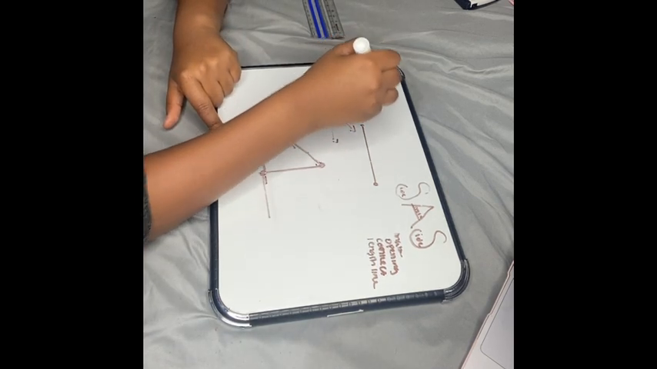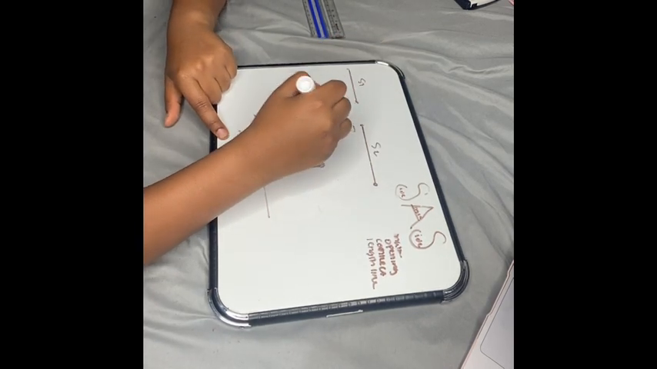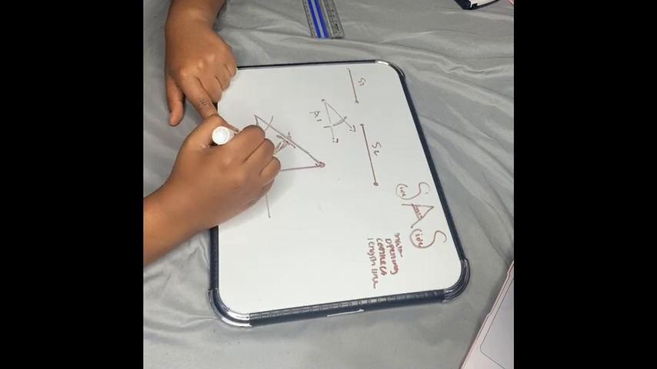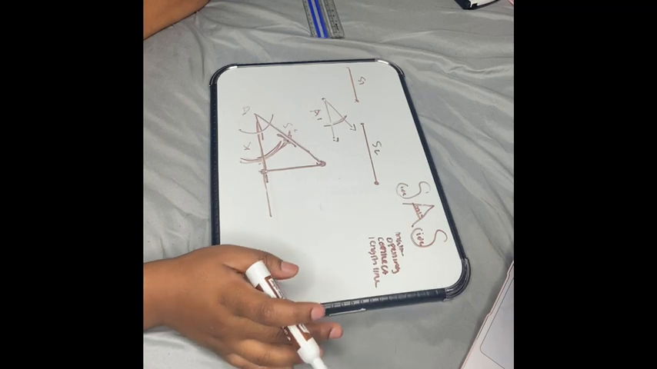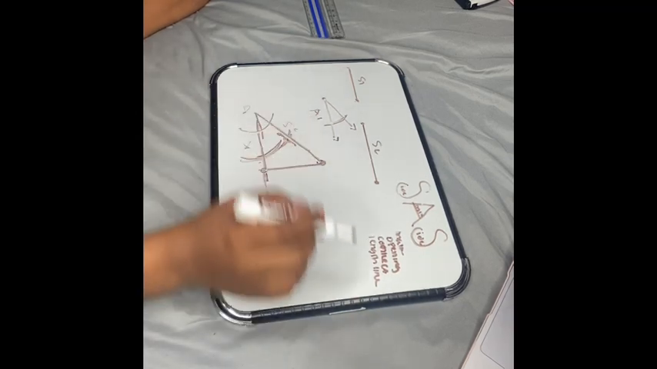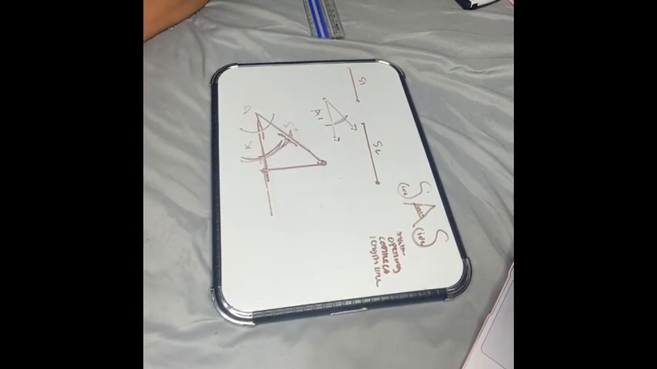So this can be side 1, side 2, and this is angle 1. So we have side, angle, side. And we drew it out right here. It is in between the two sides and the two line segments.